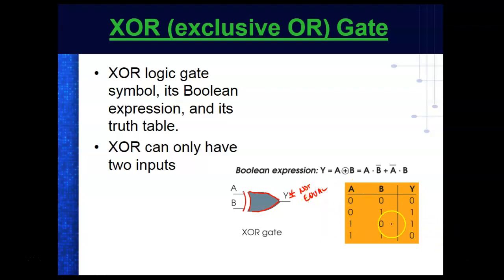So notice when the inputs are not equal, I get a 1 or a true. If they are equal, I get a false. So right off the bat, I know when they're equal or when they're not equal, depending on what I get out of the gate. So how am I going to do that with contacts?